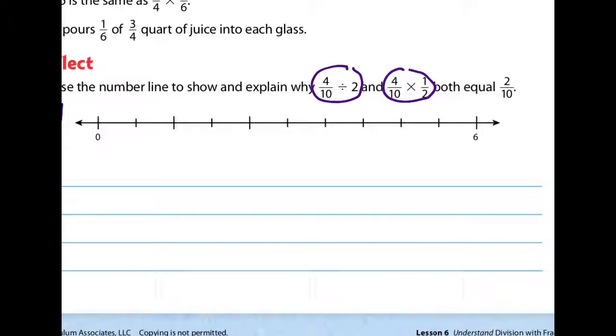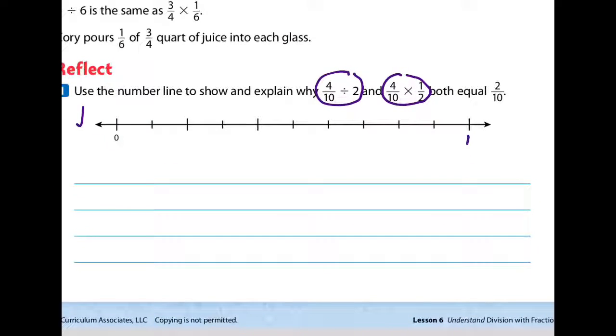Now notice here we have a number line 0 to 6. And it actually doesn't even matter that it's 0 to 6. It could be 0 to anything. I'll change that 6 to a 1. The key thing is that it's split into 10 pieces. So there's 1, 2, 3, 4, 5, 6, 7, 8, 9, 10. It's split into tenths. So what I'm going to do first is show 4/10.